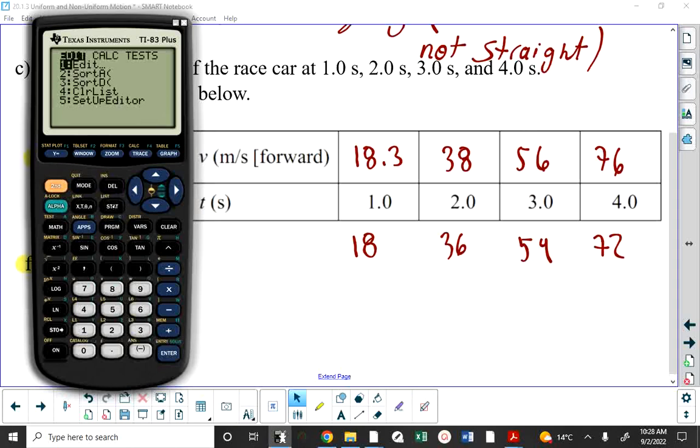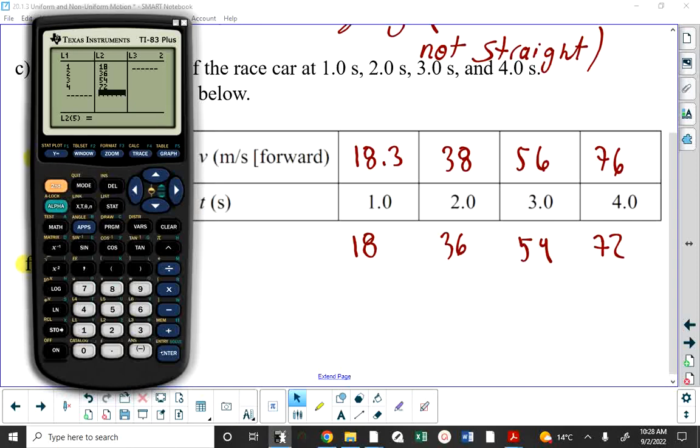Go back to my lists and put in 1 second. Put in L1. Where am I here? There we go. Put in for L1, 1, 2, 3, and 4 seconds. Put in for L2, 18 meters per second, 36 meters per second, 54 meters per second, 72 meters per second. And look at the graph on my calculator.